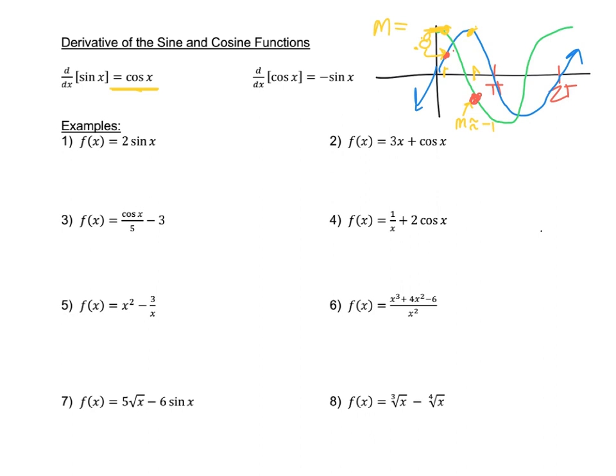So in example 1, we're looking at f of x equals 2 sine of x. The 2 is the coefficient, and that will just kind of be along for the ride. So f prime of x is 2 times the derivative of sine, which is cosine. So the derivative is just 2 cosine of x.